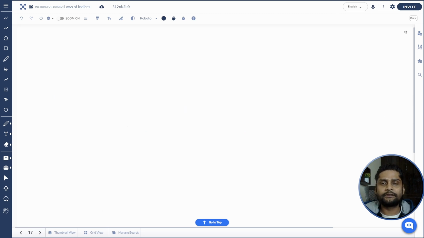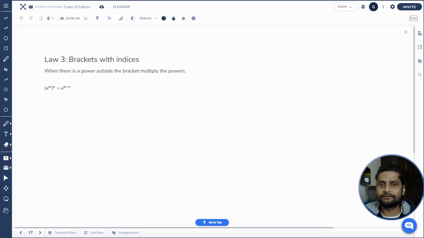Let's continue with the next rule, which is bracket with indices. That can also be called power of a power, or whole power of a power exponent. Either way you say. The concept, students: let's say you have an expression or a base like a, and it already has some exponent m. Now if you raise another exponent over that, let's say this is n, what we have to do is simply multiply the exponents together, that is m times n.